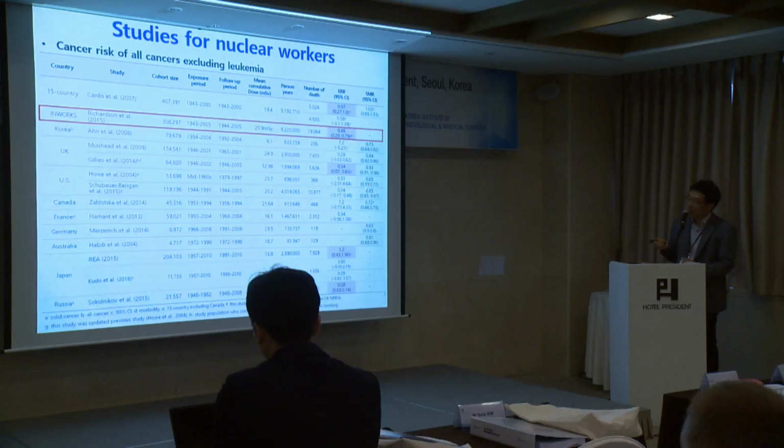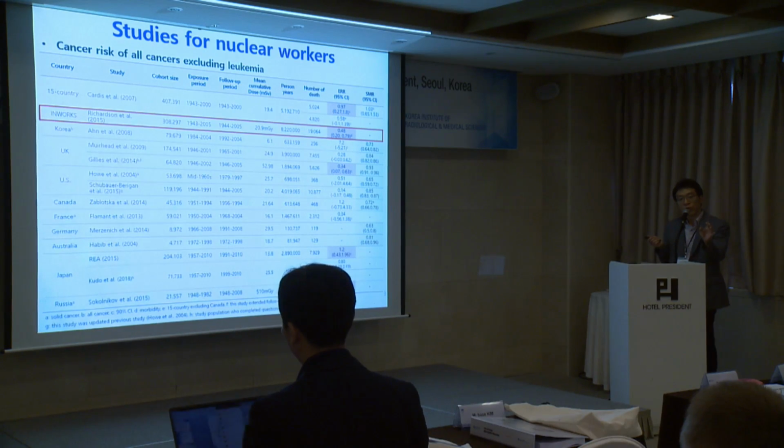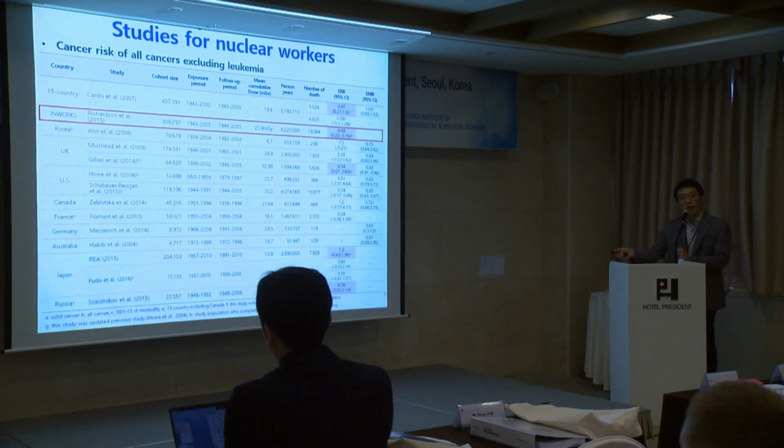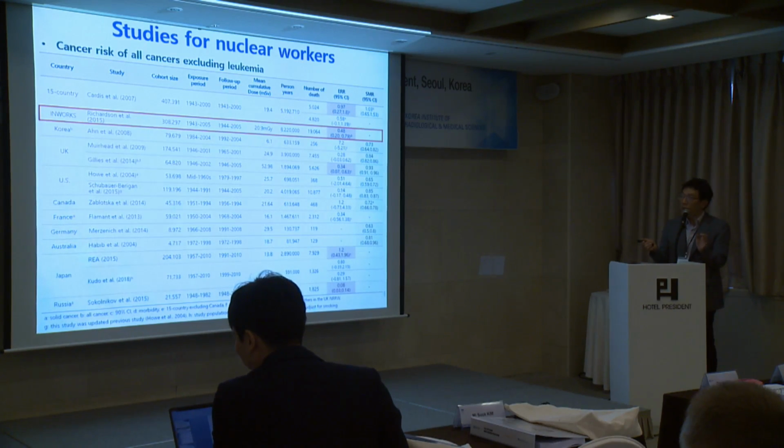So let's look at the SMR cases. SMR is a ratio between the radiation workers and the general population. So if the value is greater than 1, it means that the health risk of radiation workers is greater than the general population.